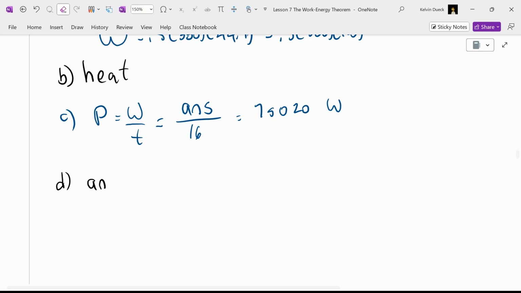Take your answer, divide it by 60. How many light bulbs could we run from this? How many motorcycles does it take to power a light bulb? Yeah, you're going to get something like that. Yeah, use your answer button. You're going to get well over 1,000 bulbs.